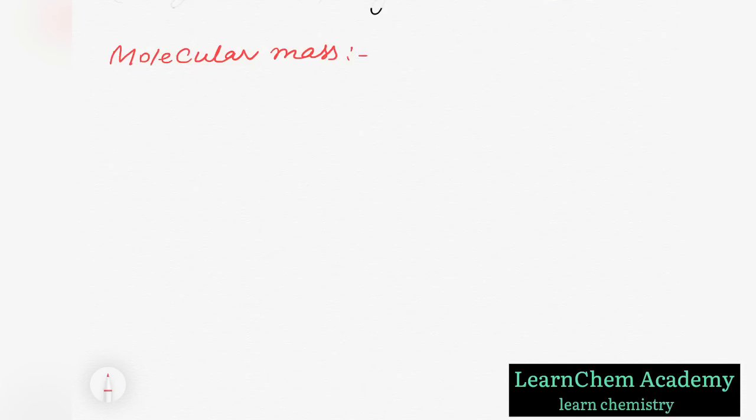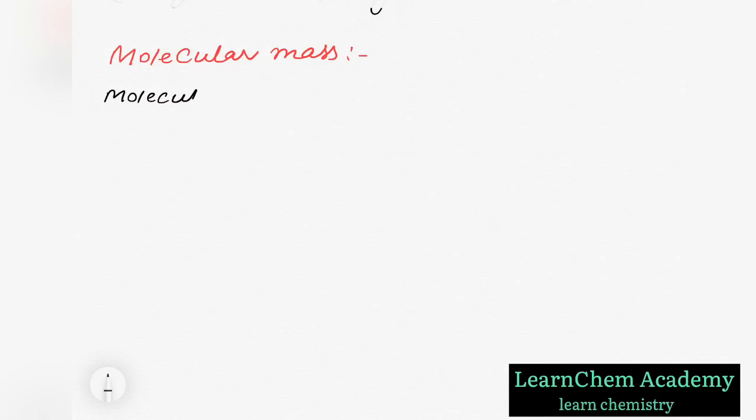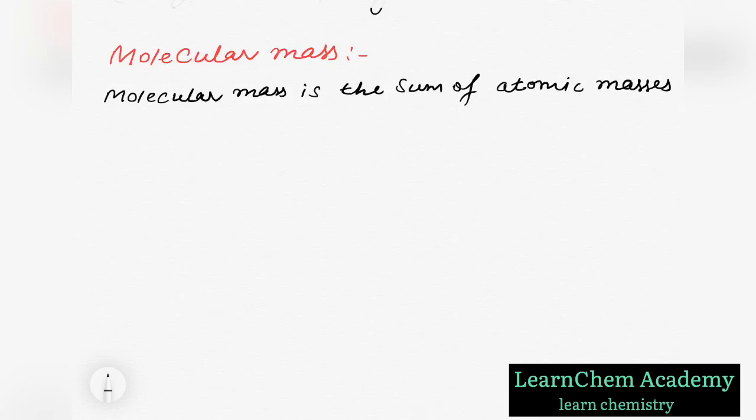So we can write, molecular mass is the sum of atomic masses of the elements present in a molecule.